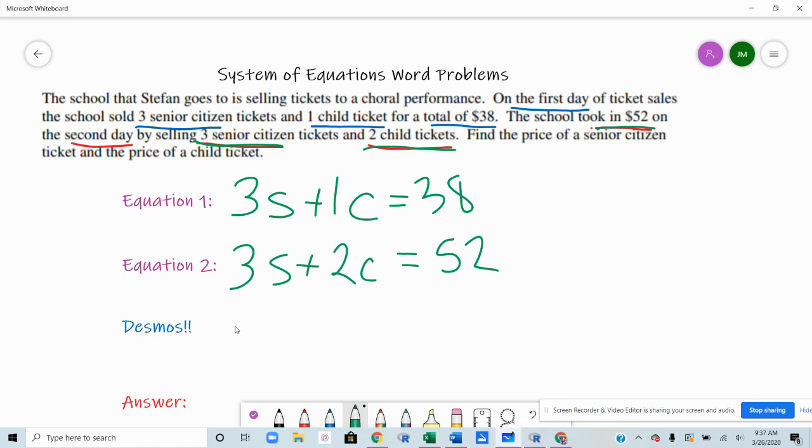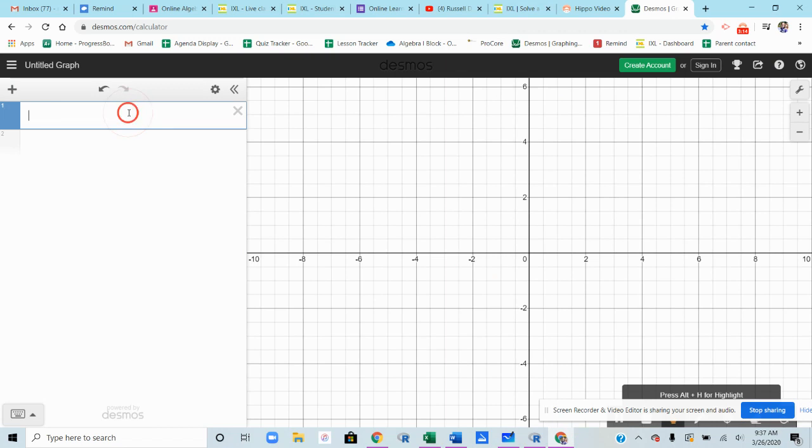Okay. Now remember, you can just go straight to Desmos. You can go to Desmos and type those in. Remember though, if you did not use X's and Y's in your equations, like I use S's and C's, Desmos won't accept that. If I type in 3S plus 1C equals 38, it comes up with this little warning. It says that you can only do X's and Y's. So I'm just going to change S to be X and C is going to be Y, which means my second equation, which was 3S plus 2C equals 52, S I said was X and C I said was Y.